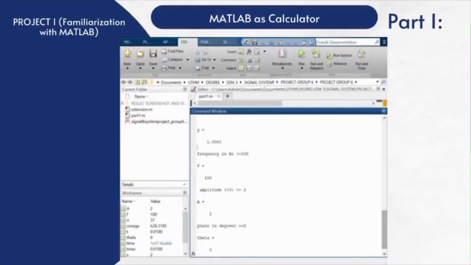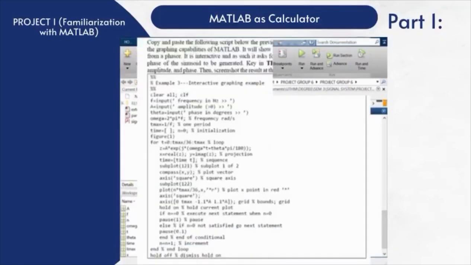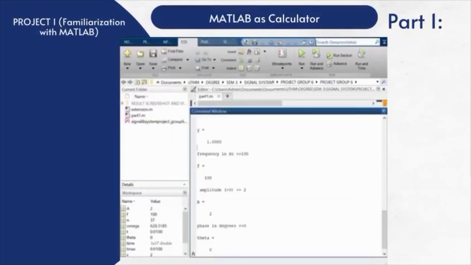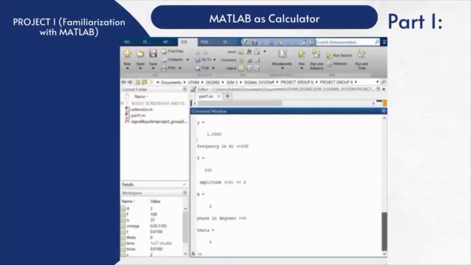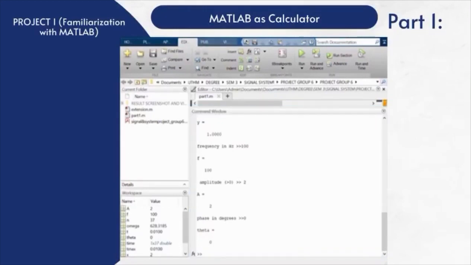Next is part 3. Part 3 is also the same: we just copy and paste the code from the previous one, and then in part 3 we need to insert three sets of different frequency, amplitude, and phase.